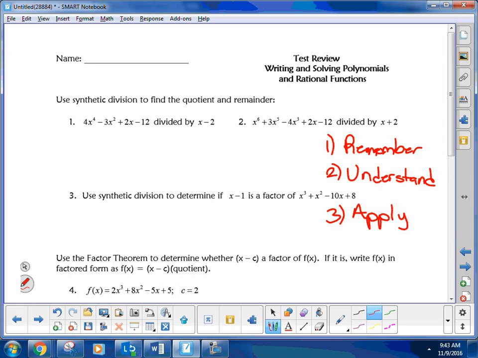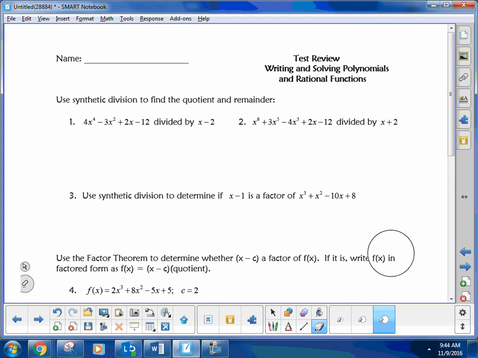If you just watch the video and don't do anything, just write everything down, you're not going to be able to remember, understand, and apply. You're not really practicing remembering, understanding, and applying. Really what this video does is give you a guide so you can then practice independently to get these three steps done. So let's go.